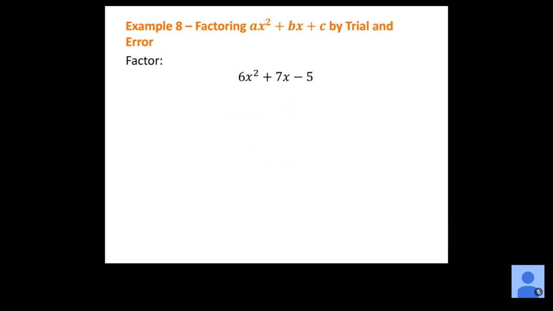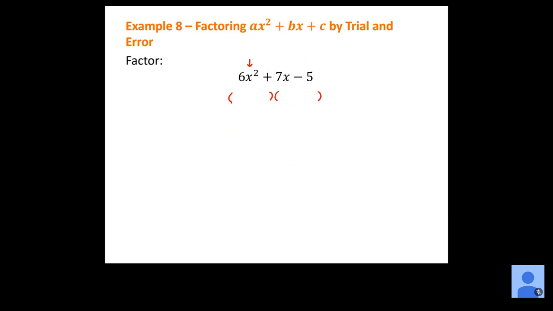All right, so now we've got 6x squared plus 7x minus 5. Again, we're trying to factor this by trial and error. So again, we're going to start with 2 binomials. Okay, so I'm going to do my 2 sets of parentheses here. Again, first step, I'm looking at my first term right here, and I'm asking myself, what factors can we use to give us 6x squared?